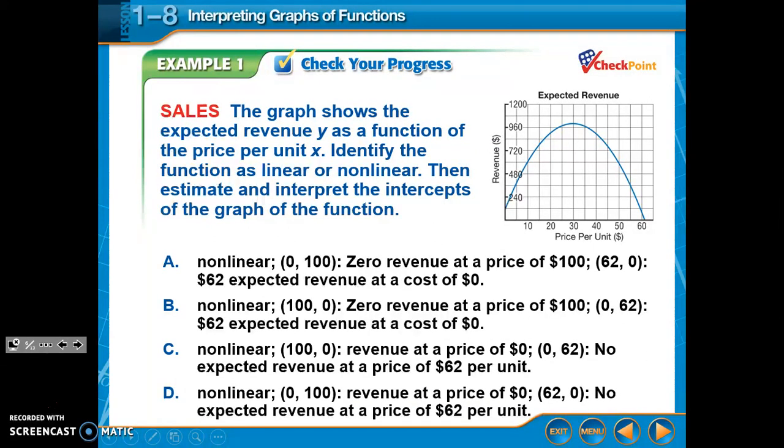So you guys interpret the x and y intercepts from this. What do you think the x-intercept means? Again, that's when it touches the x-axis. And what do you think the y-intercept means when it's on that one? And say if it's linear or nonlinear.